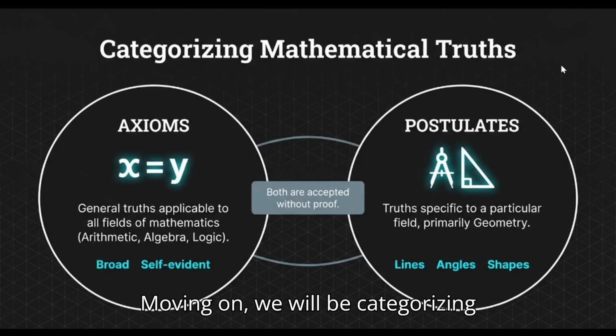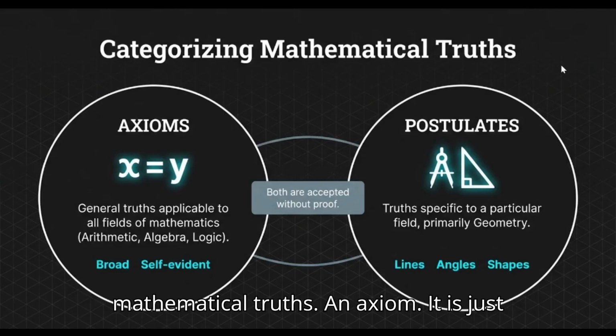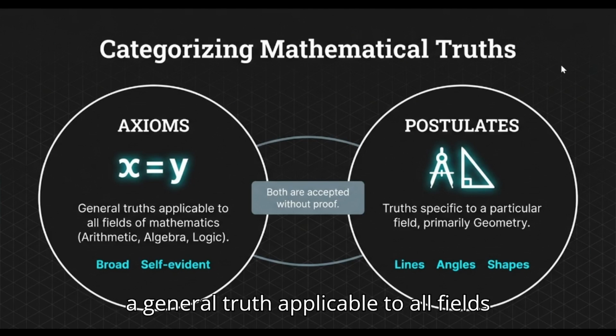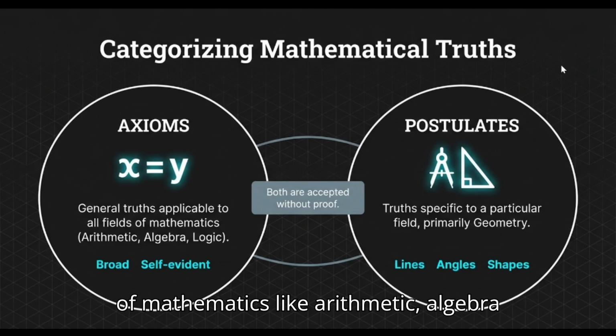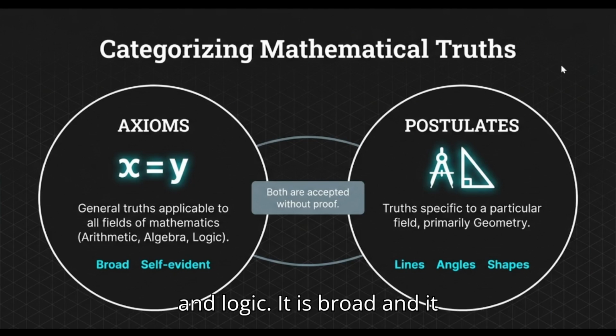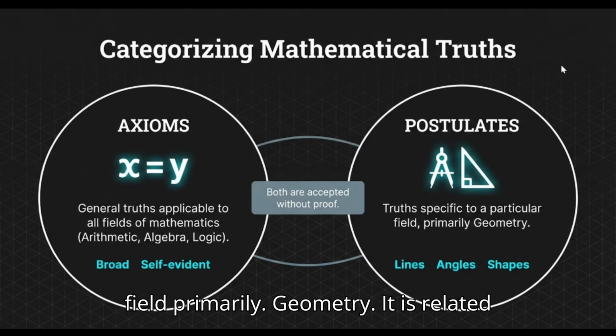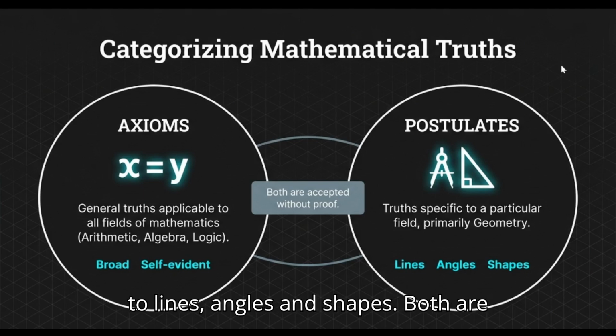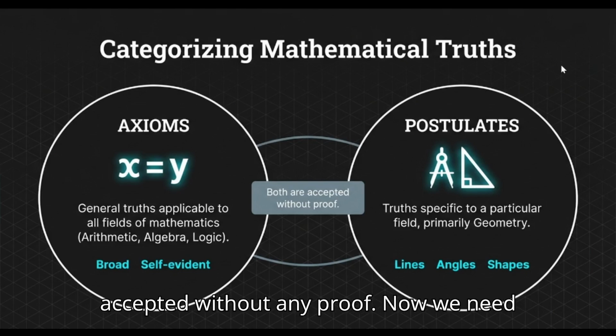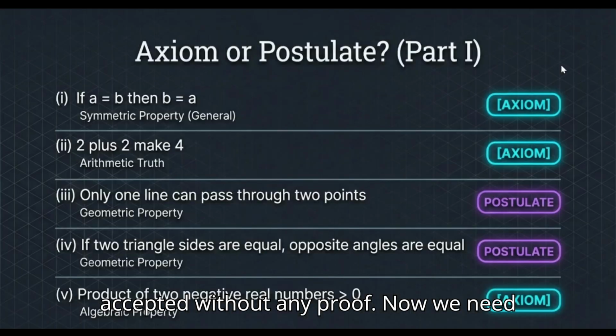Moving on, we will be categorizing mathematical truths. An axiom is just a general truth applicable to all fields of mathematics like arithmetic, algebra, and logic. It is broad and it is self-evident, while a postulate is a truth which is specific to a particular field, primarily geometry. It is related to lines, angles, and shapes. Both are accepted without any proof.